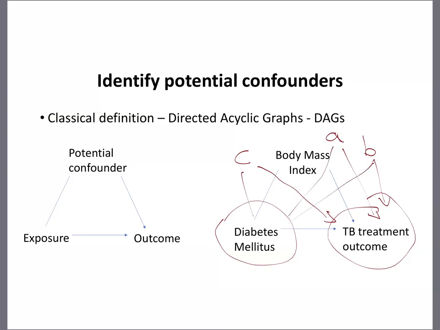Then you also think whether any of these variables which you feel meet these two criteria are on the causal pathway. If yes, cross them out, and the remaining ones which remain with you are the potential confounders which you should consider for your study.